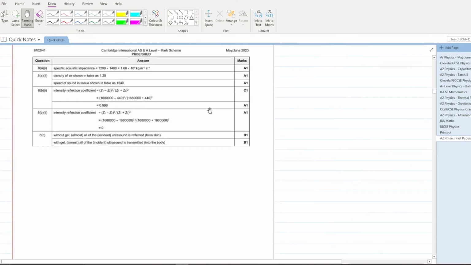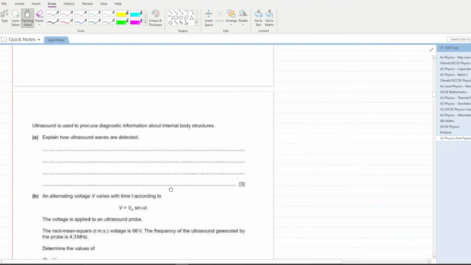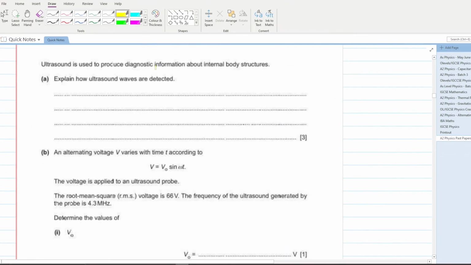Let's also see the marking scheme. Yeah, you can see here this is written. We got 0 correct. To 3 significant figures we got 0.99 as the correct value. However, if you want to give it to 2 significant figures, I have also told you about that as well. Ultrasound is used to produce diagnostic information about internal body structures. Explain how ultrasound is detected. Now we have to explain how ultrasound is being detected.